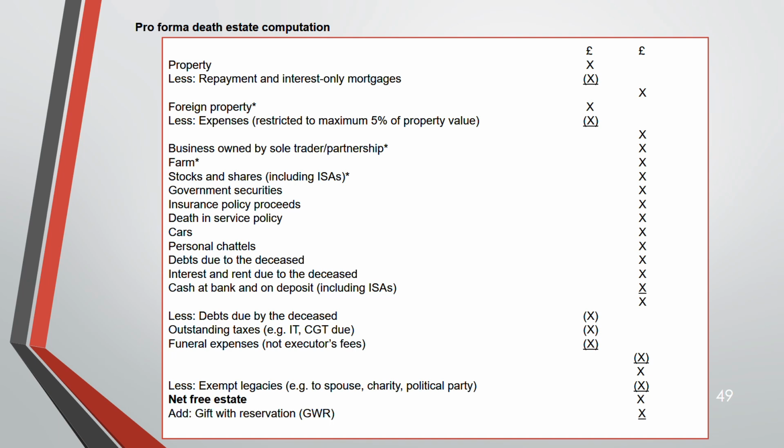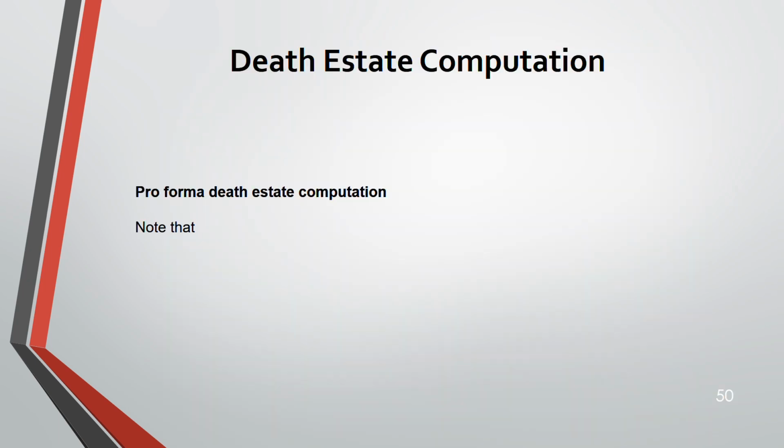Then if you have any gift with reservation, you add it to the net estate, and the result is known as gross chargeable estate. You will not be asked all this in the exam, but knowing it is good because you'll be given some of it. So now note that. We have finished the pro forma, and from that, note wherever I put this asterisk mark for foreign property.